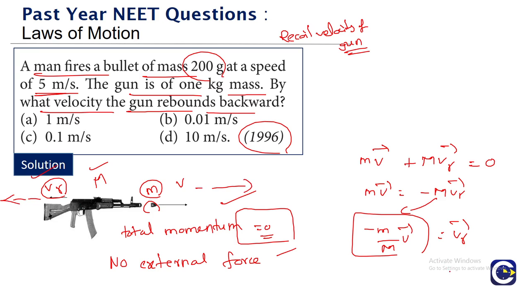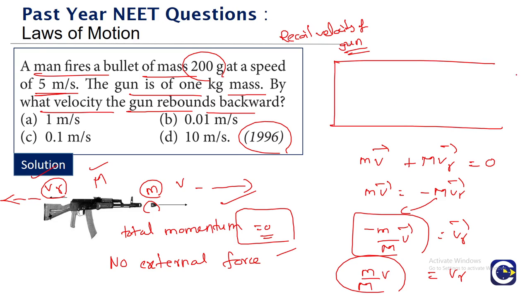But if we just look at the magnitude, the recoil speed will be equal to small m by capital M into v. Small m is the mass of the bullet, capital M is the mass of the gun, and v is the velocity of the bullet. So this is the formula that we can remember. I'm sure a lot of us remember this formula.